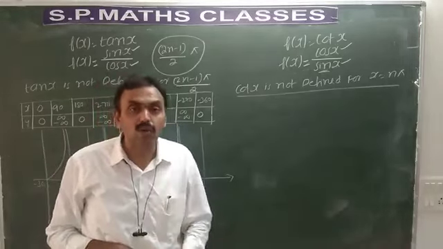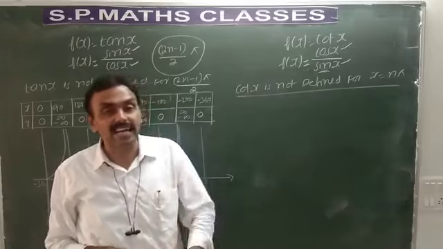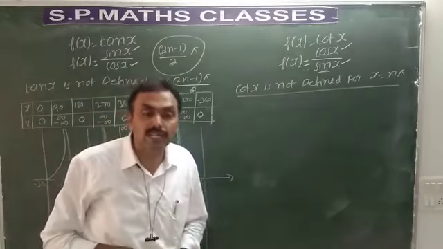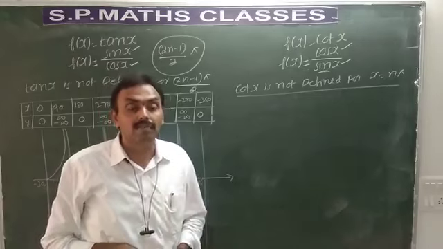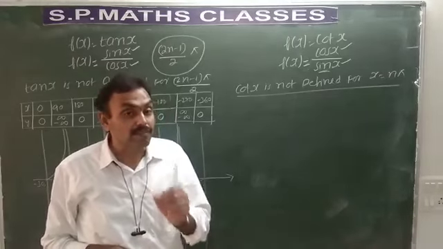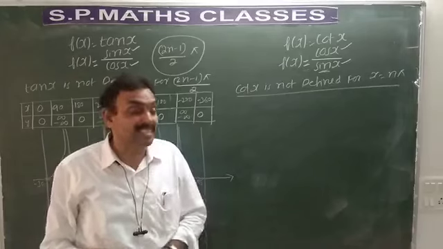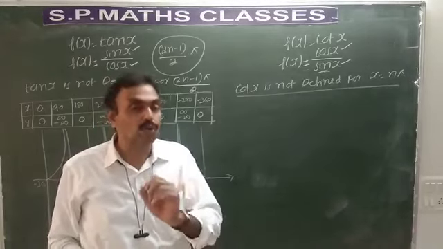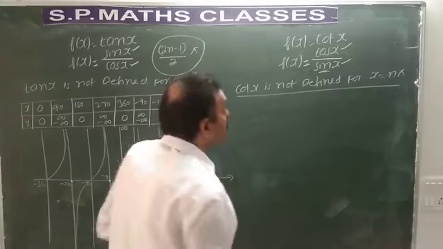So just conclude: cos x is continuous, sin x is continuous, the quotient of two functions is continuous. Hence f of x is equal to cot x is continuous except for x equal to n pi. I think you have understood.